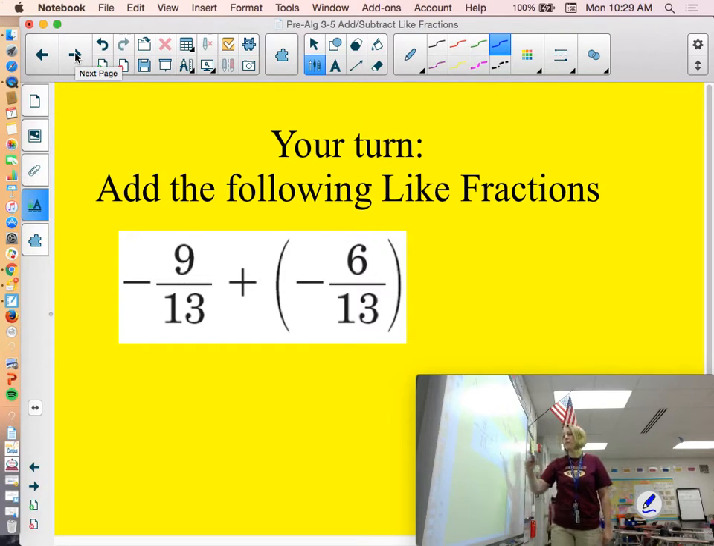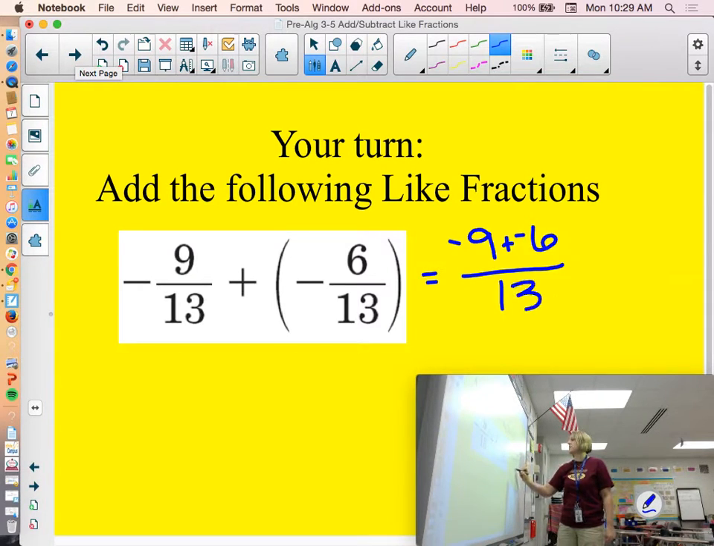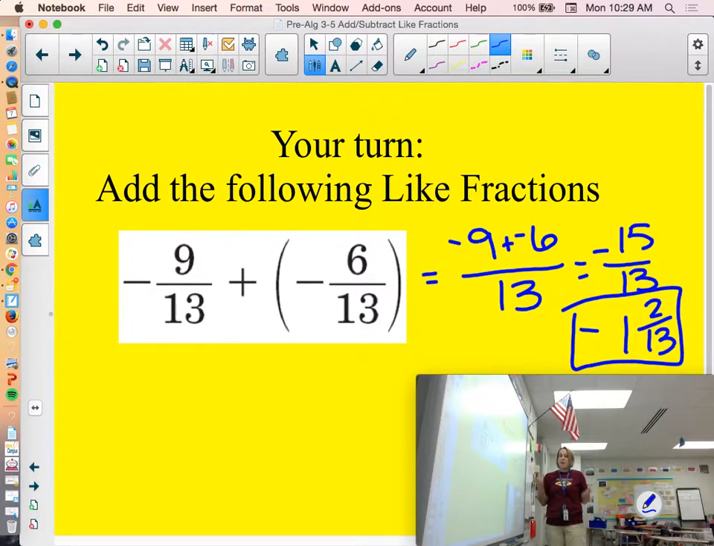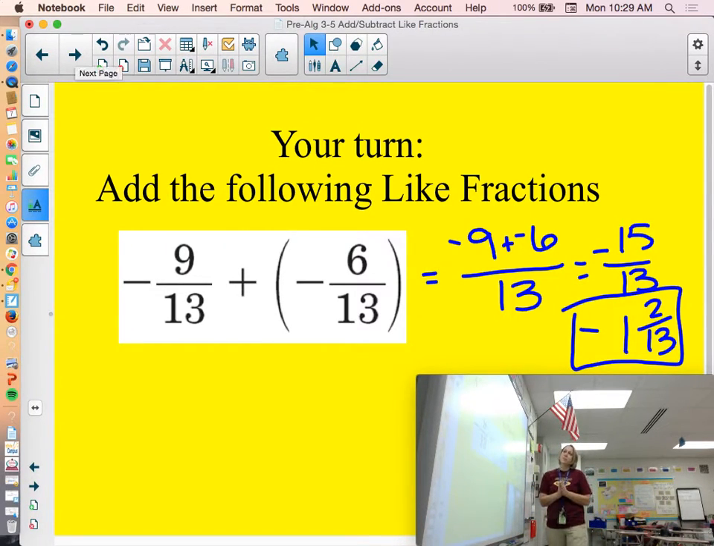Okay, negative plus a negative, you add. This should have been negative 9 plus negative 6, and the denominator stays the same. That is negative 15 over 13. That would be negative 1 and 2/13. If you can simplify, you need to simplify, but in this case we can't. So that's our final answer.